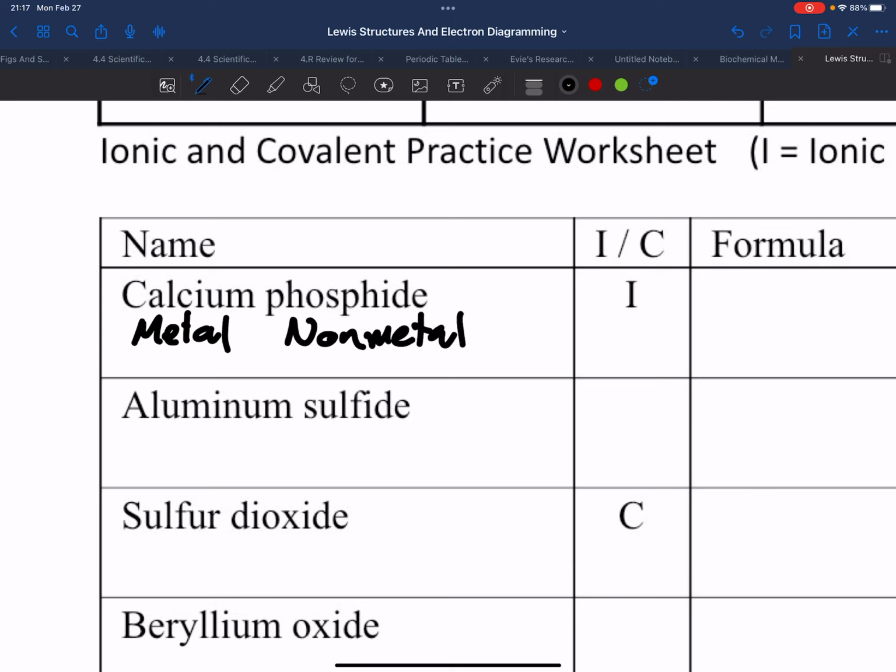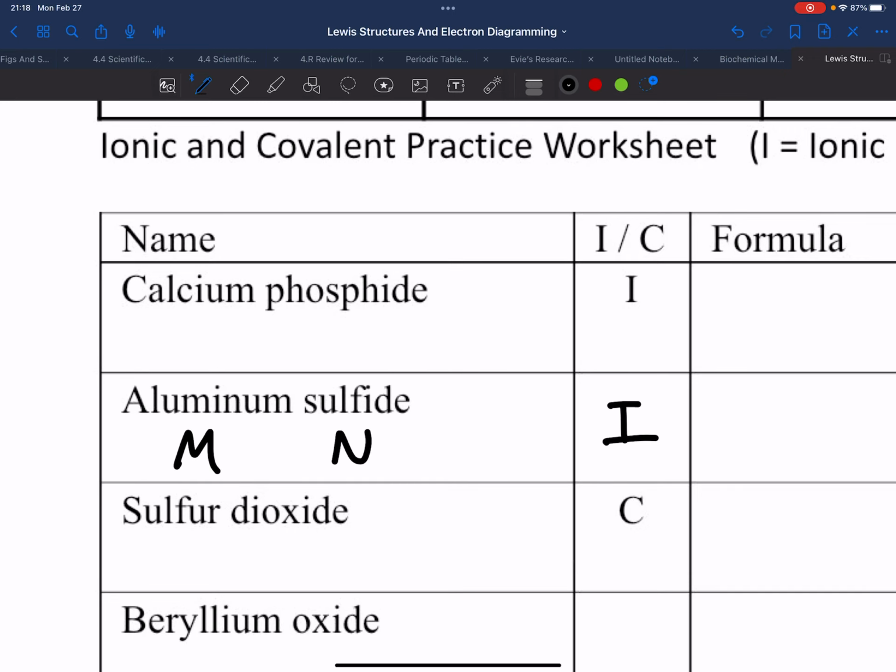Because it is metal, non-metal, it is going to be ionic. And so we put an I here. That one's already done for you, right? So looking at the next one, aluminum sulfide, aluminum also metal, sulfide non-metal. So we put an I here for ionic.